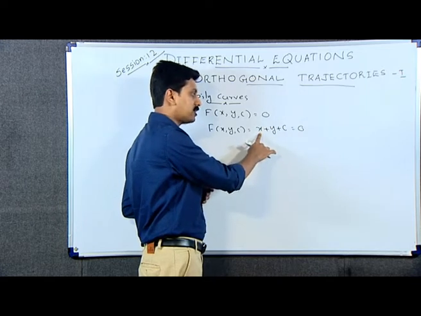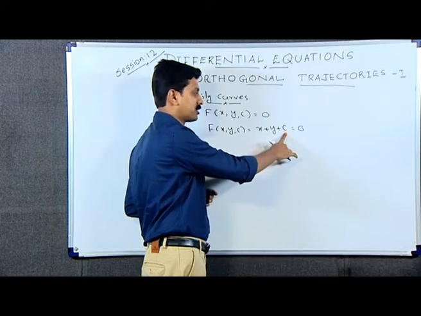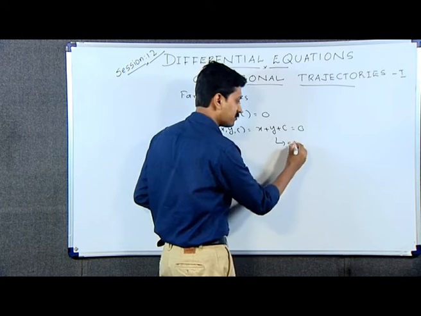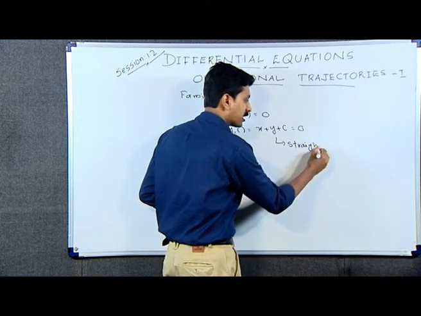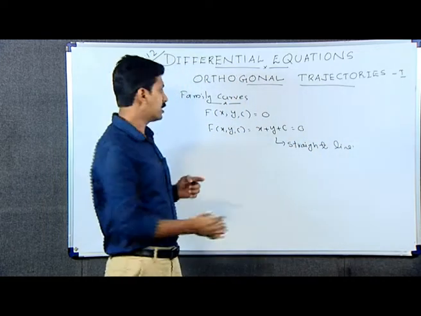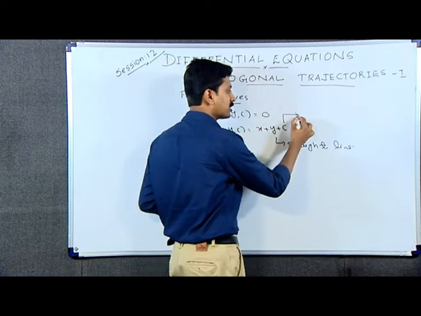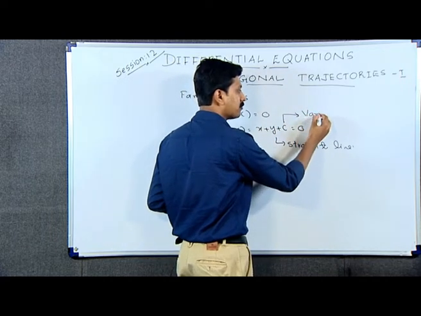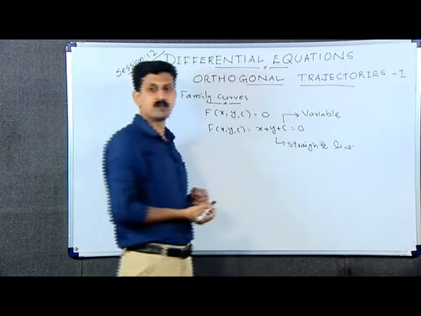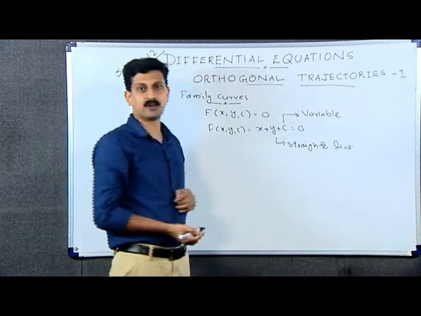Here x is the independent variable, y is the dependent variable and c is an arbitrary constant. If c is a single constant, we can say that this is a straight line. But if we treat c as an arbitrary constant in x + y + c = 0, it will act like a variable. In this case, we can say that these are a family of straight lines.